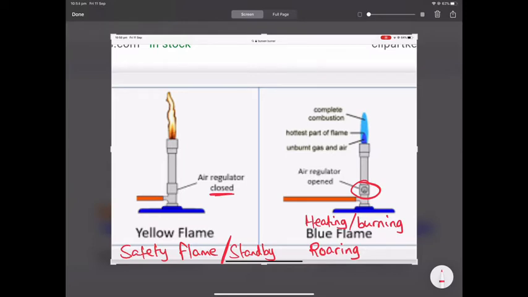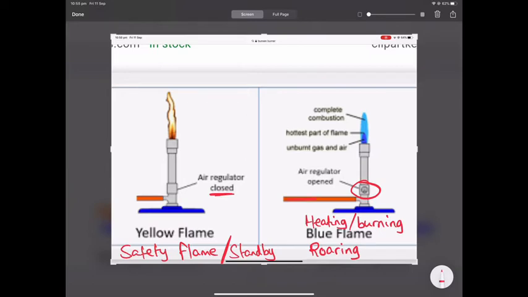Right, the final thing about the Bunsen burner that you need to know is why does the closed air hole produce the yellow flame, and why does the open air hole produce the blue flame? Now, we haven't done fuels yet, but when we get to the fuels topic, you'll come across a type of reaction called a combustion reaction, where a fuel burns in oxygen and releases heat energy. And this is exactly what's going on here.